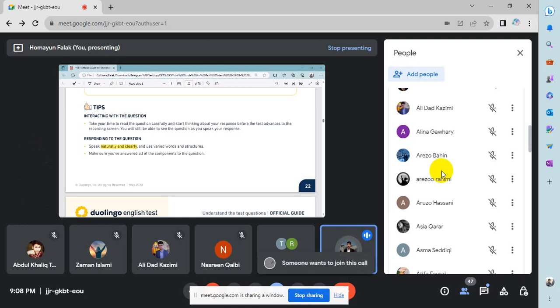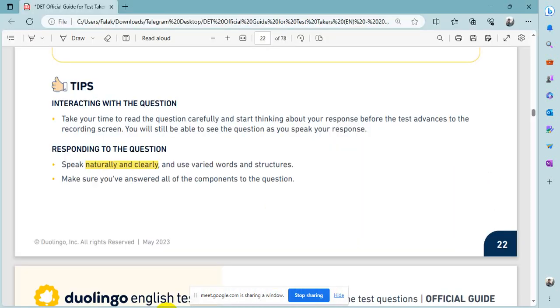Just saying word by word is really boring, and it will also decrease your score. The best way of speaking is just speaking normally, okay? When you normally speak in your own language to someone, speak English in that way, just very normally. Speak naturally and clearly and use varied words and structures, just very normal. That's it. And the second part of this tip says varied words and structures.